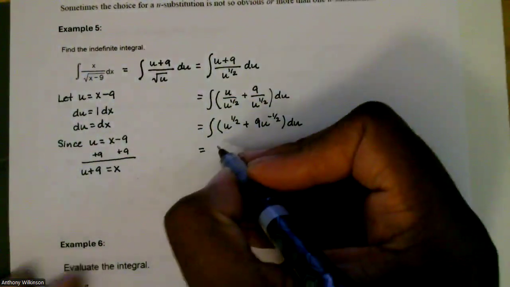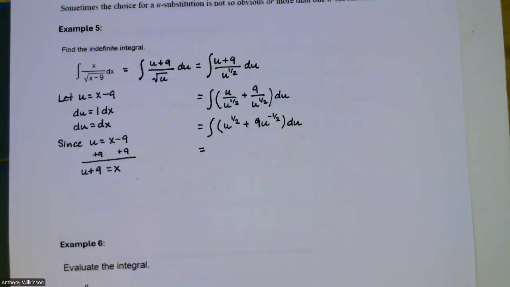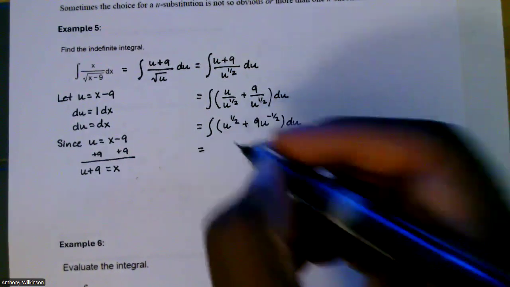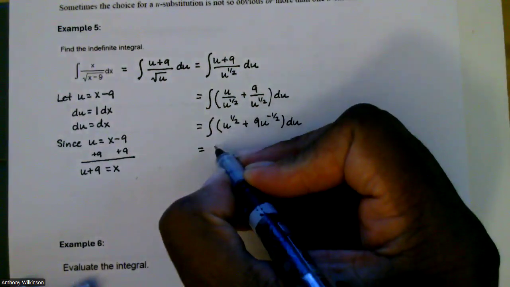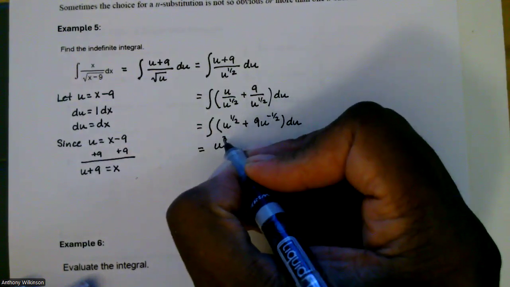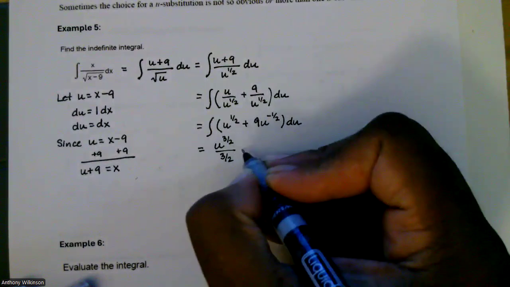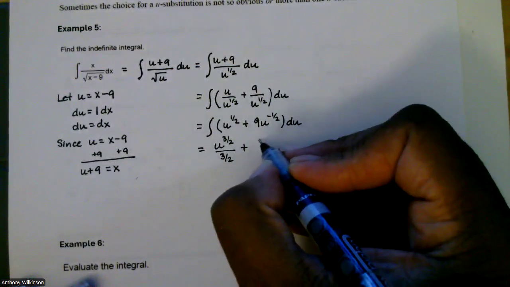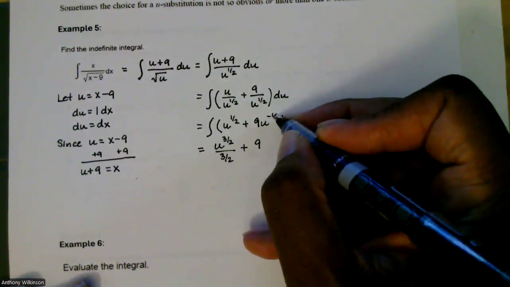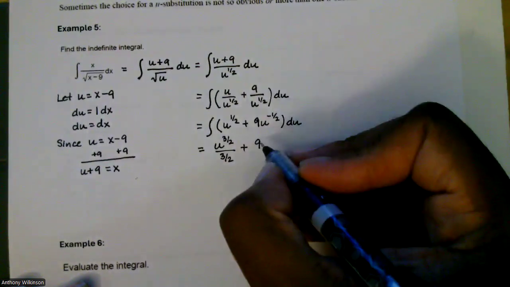And I'm going to go ahead and integrate each term here to save a lot of steps and some time. The integral of u to the 1/2 du, we know we increase the power by 1 and then divide by the new exponent. So this will be u to the 1/2 plus 1, that's 3/2, divided by the new exponent of 3/2. Plus, bring the 9 down. For the u to the negative 1/2, we increase the power by 1. So negative 1/2 plus 1 will be 1/2.